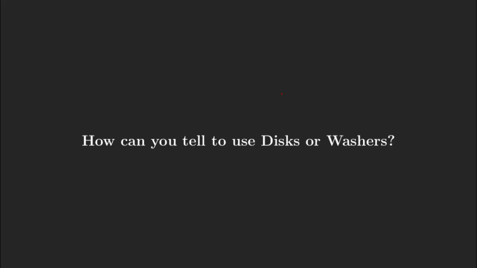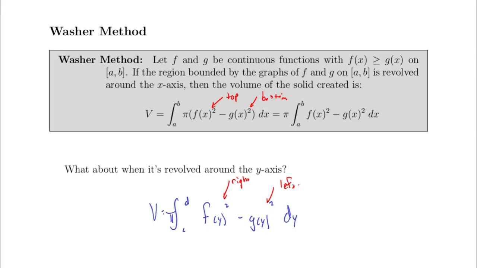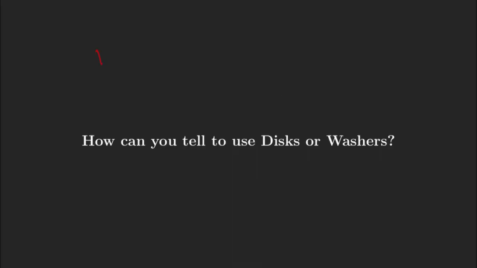Big question, how can you tell whether you use disks or washers? There are a couple of key points. First is that washers typically have a couple of functions being listed in here. We need to know what that inner radius is, right? We have two functions, f and g. And for disks, we didn't have that. What you could think is that for disks, your inner radius, the small radius or function, is just 0.